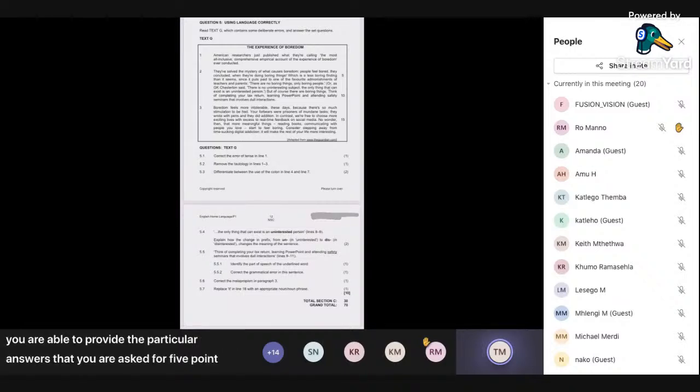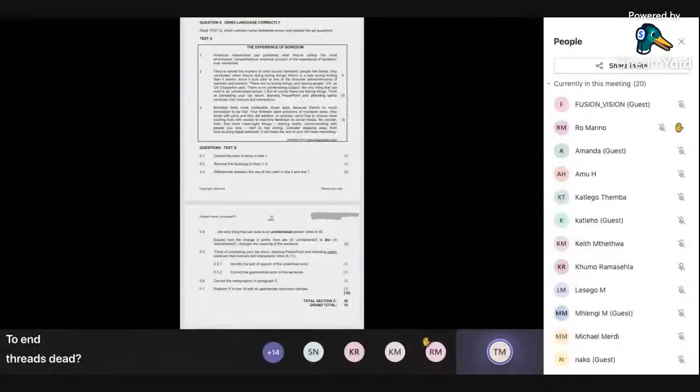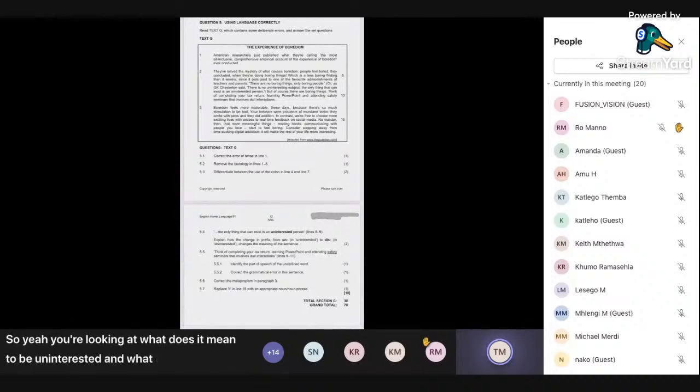5.4. The only thing that can exist is an uninterested person. Let's go to, I think we do have the line. So it's enough. Explain how the change in prefix from un in uninterested to dis in disinterested changes the meaning of the sentence. So here you're looking at what does it mean to be uninterested, and what does it mean to be disinterested? So you need to know your prefixes very well to know when we use the prefix un, and when we use the prefix dis. So what does uninterested mean?